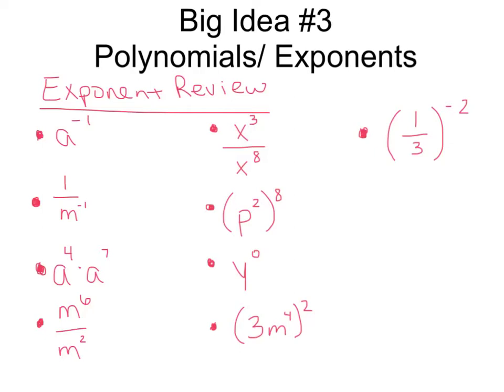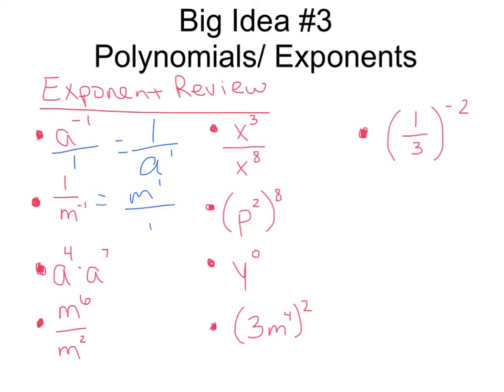So for instance, a to the negative 1, if you put that over 1, you've got to move the a to the bottom, becomes 1 over a to the positive 1. Or like on the next one, 1 over m to the negative 1, you've got to move the m up, m to the positive 1 over 1. Okay, when you move it, the exponents become positive.